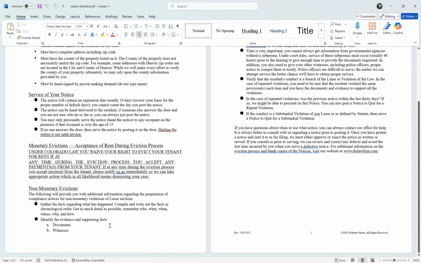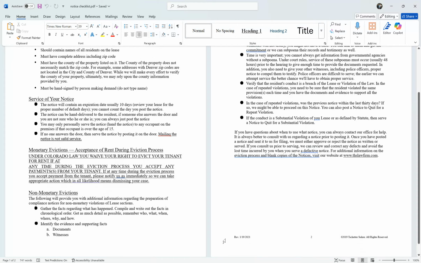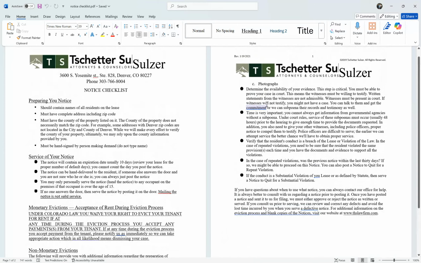Non-monetary evictions. The following will provide you with additional information regarding the preparation of compliance notices for non-monetary violations of lease sections. Gather the facts regarding what has happened. Compile and write out the facts in chronological order. Get as much detail as possible. Remember who, what, when, where, why, and how. Identify the evidence and supporting facts, documents, and witnesses. See photographs on the next page.